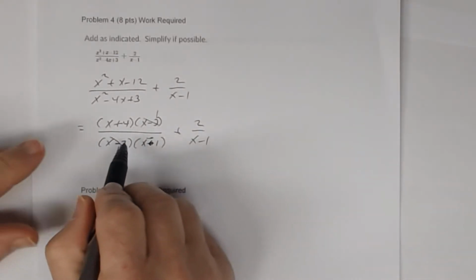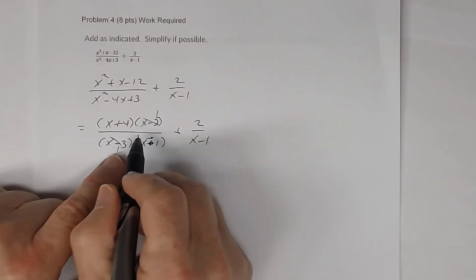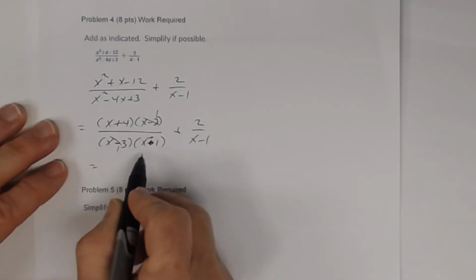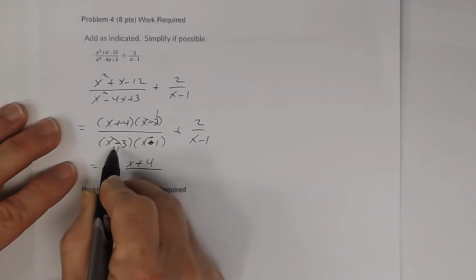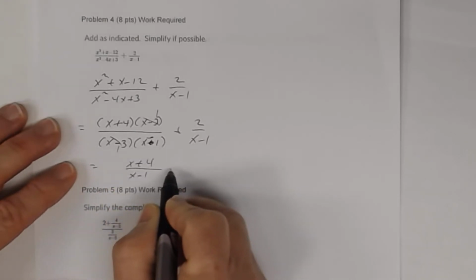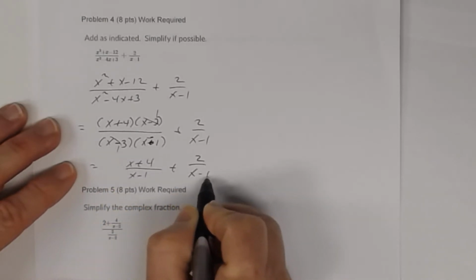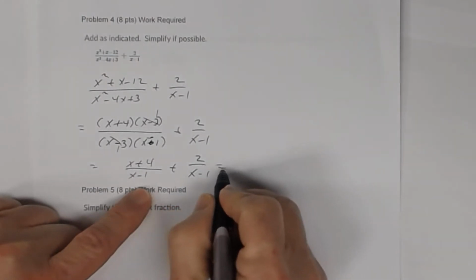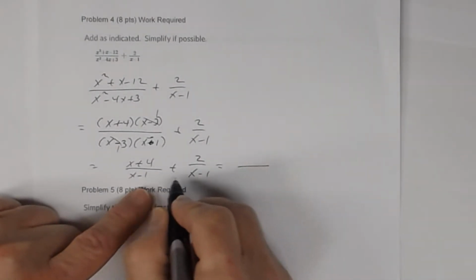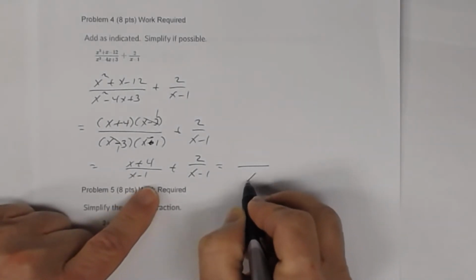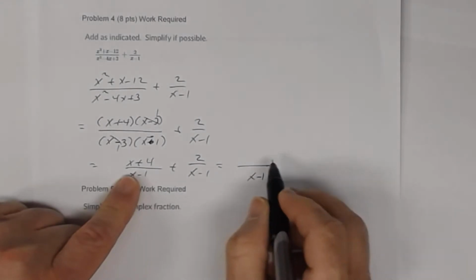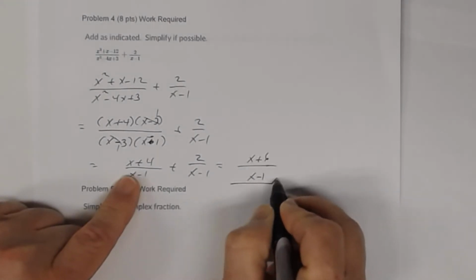By doing it this way, I notice that these two factors divide out, and so what I have is x plus 4 times 1, which is x plus 4, divided by 1 times x minus 1, which is x minus 1, plus 2 divided by x minus 1. Right away, the denominators are the same. So now all I need to do is write this as one rational expression with that denominator. Then x plus 4 plus 2, 4 plus 2 is 6. That becomes x plus 6 divided by x minus 1.